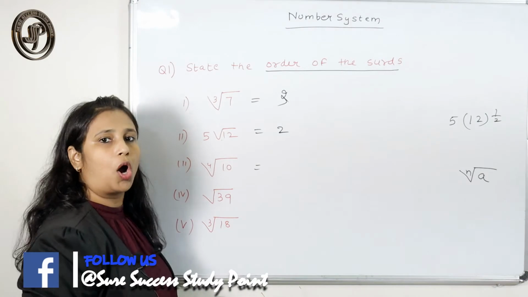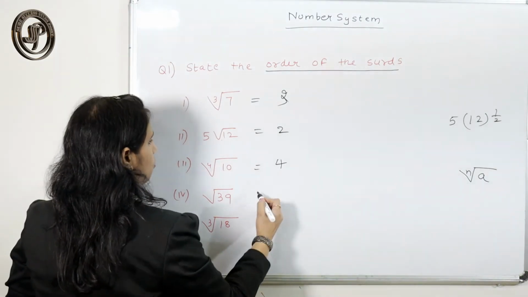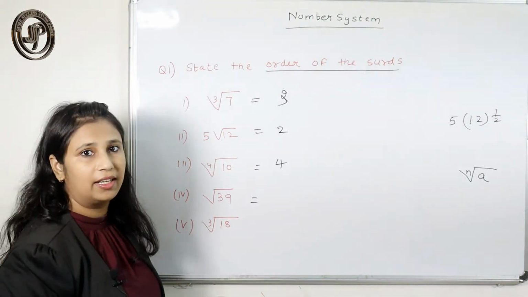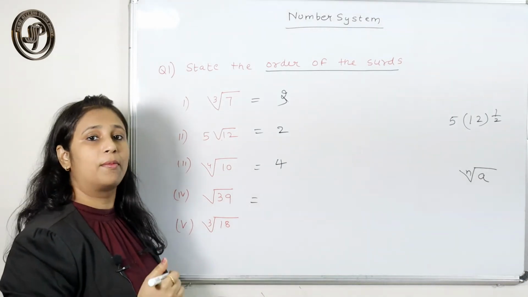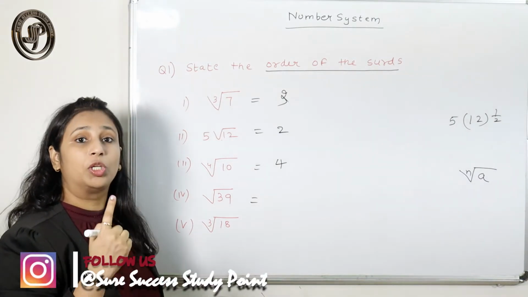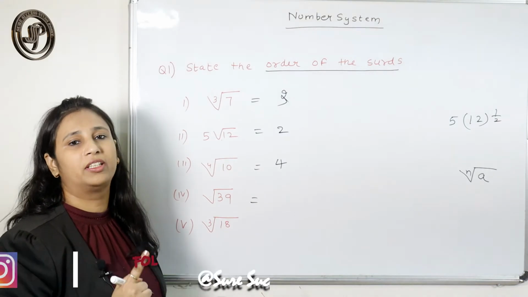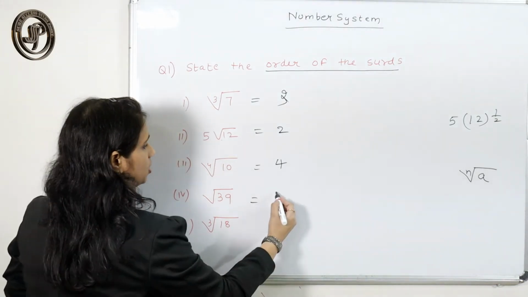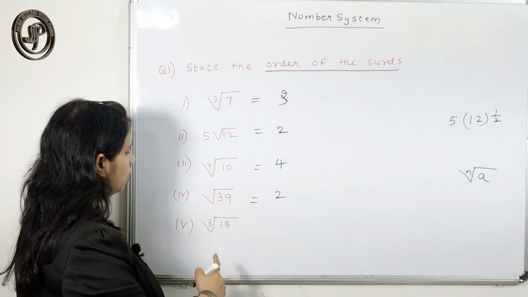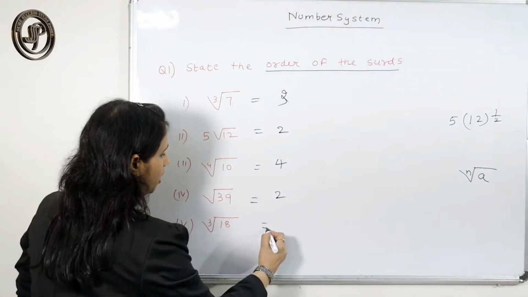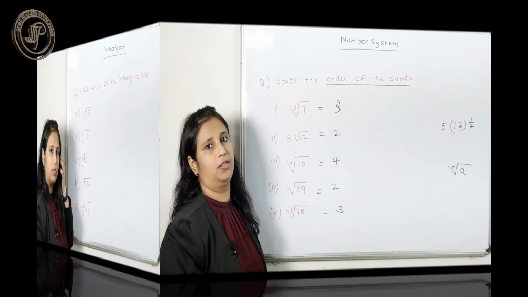Here what is the order? Order is 4. Here what is the order? Again, these are very basic, that may or may not come in exam, but you should know these things before solving the questions. Order is 2. Yes, order is 3.